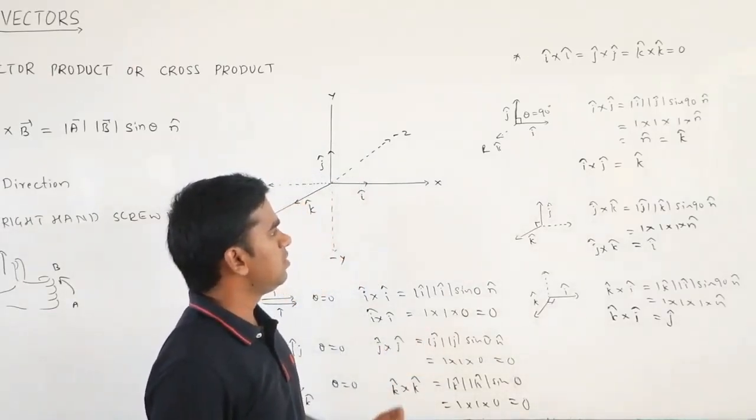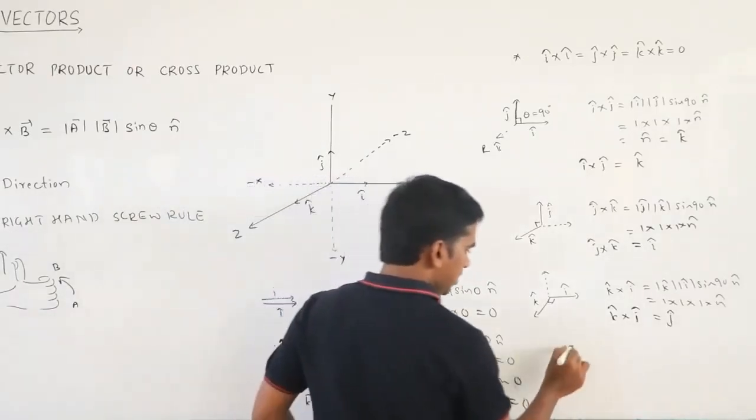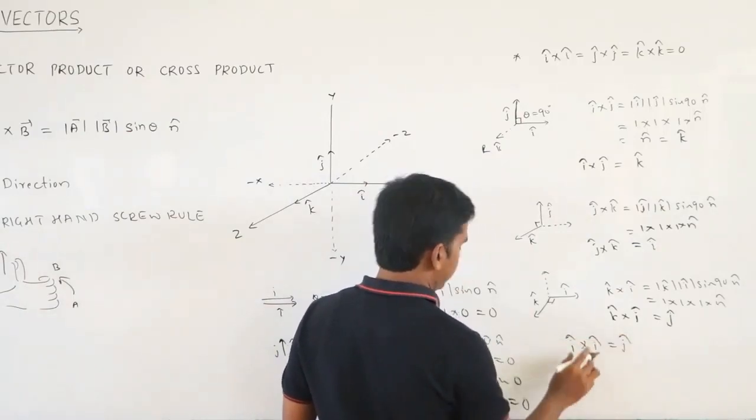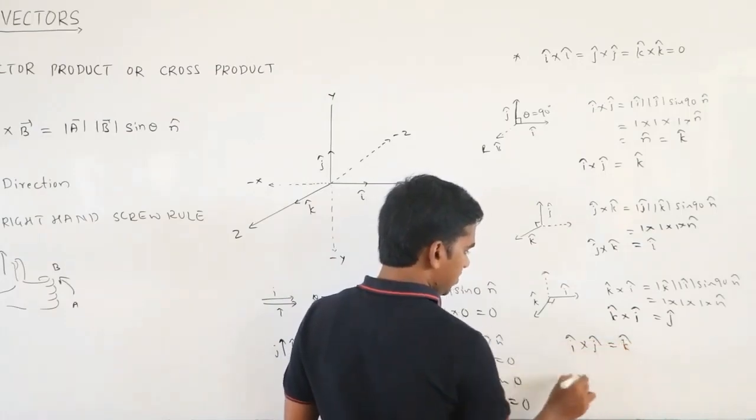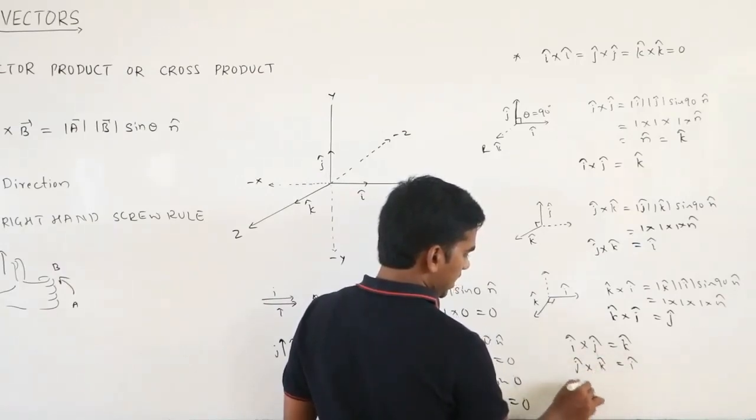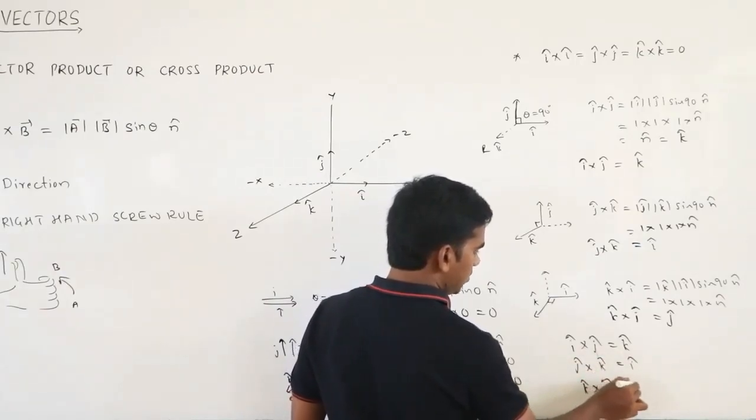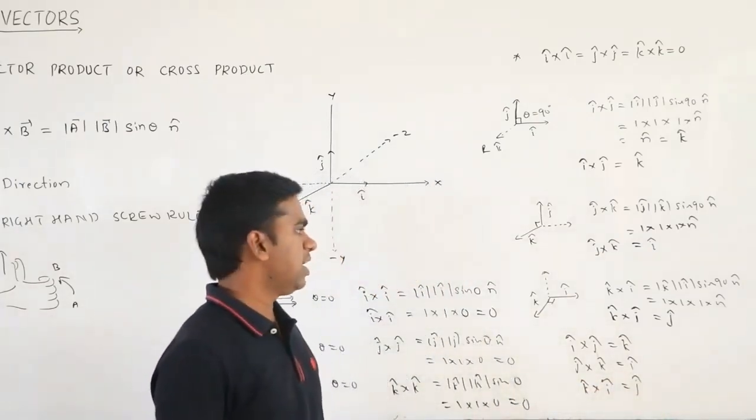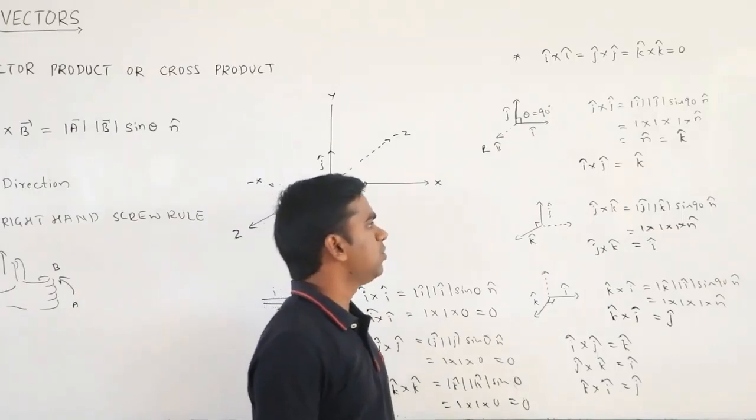So what three important results did we get? We got i cap cross j cap is going to be k cap, j cap cross k cap is going to be i cap, and k cap cross i cap is going to be j cap. Then you may ask me something else.